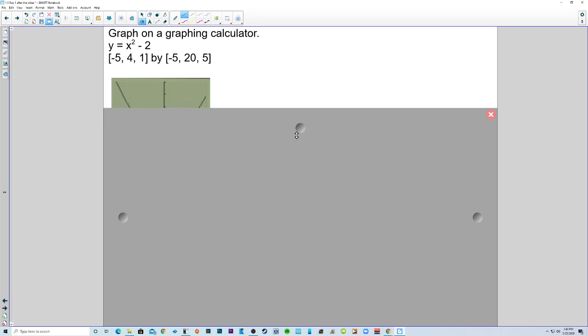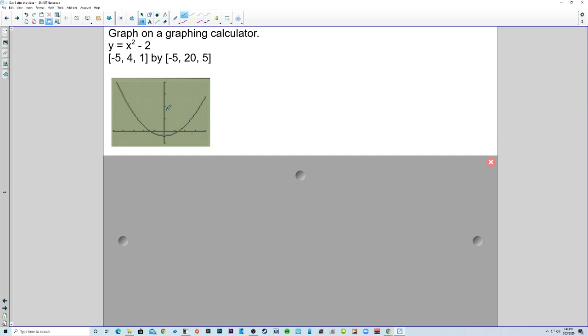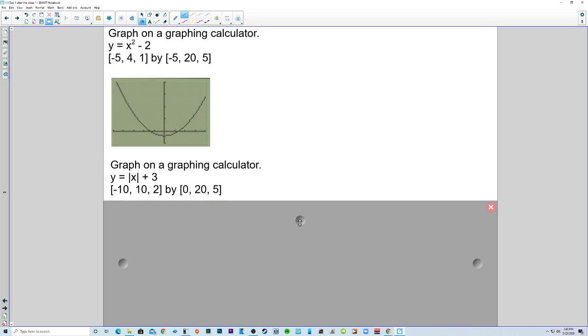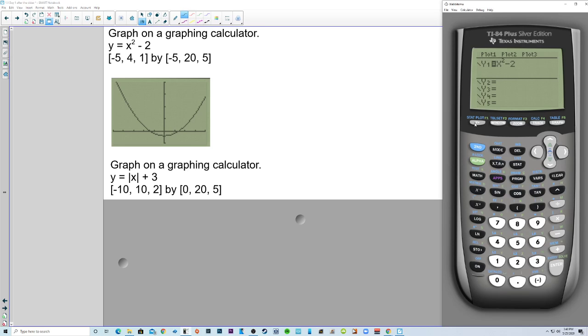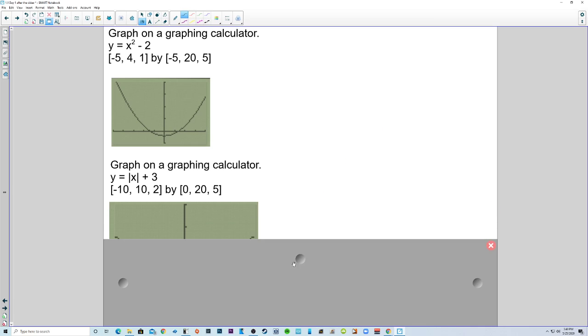Let's see if that's similar to what I did and copy and pasted before. Looks exactly the same. Let's try this one. Y equals absolute value. Absolute value is math and then num. Absolute value of x, and then plus 3. Window -10 to 10 by 2s, and then 0 to 20 by 5s. Let's graph that. There it is, that V shape when we graph absolute value.